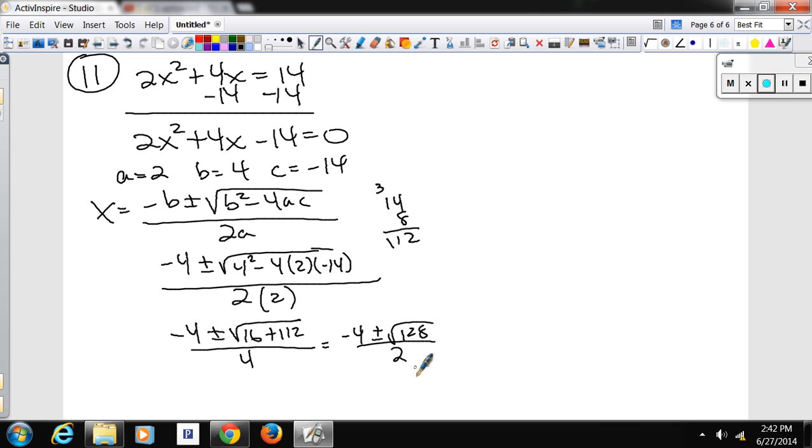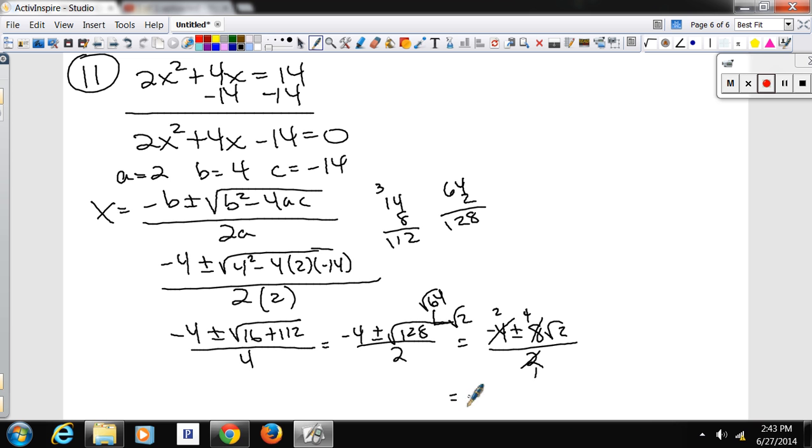over 2. Now 128, I believe, is 64 times 2. Yeah, that's 128. So you could take out a square root of 64 times the square root of 2. You'd have negative 4 plus or minus 8 radical 2 over 2, and then reduce all of it in half. Your actual answer is negative 2 plus or minus 4 radical 2.